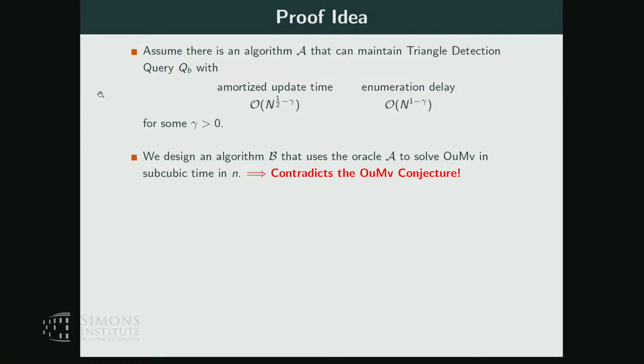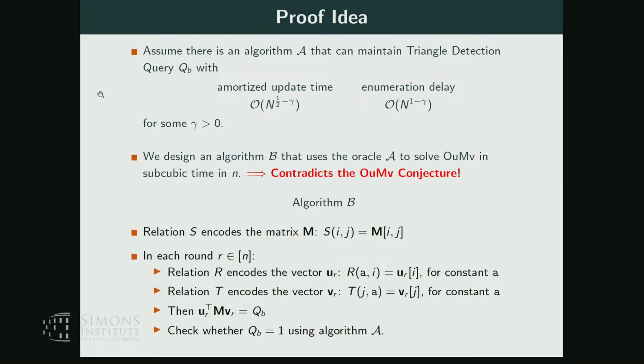So what is the proof idea? Assume there is an algorithm A that can maintain the triangle detection query with amortized update time and this enumeration delay, for some gamma. Now we want to design an algorithm B that uses the oracle A to solve OUMV in subcubic time in n. If we manage to do this, then we contradict the OUMV conjecture.